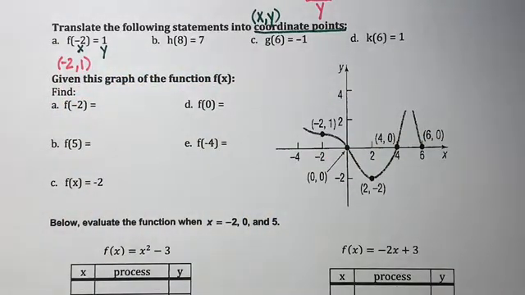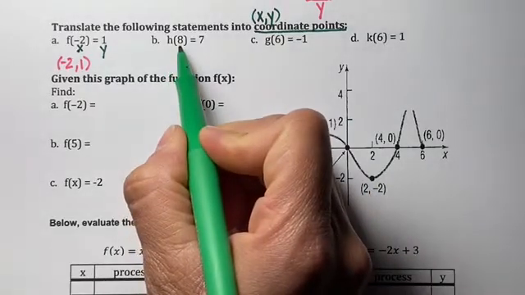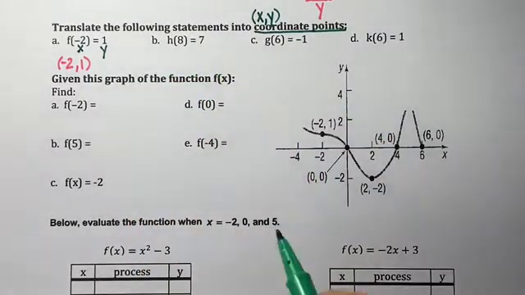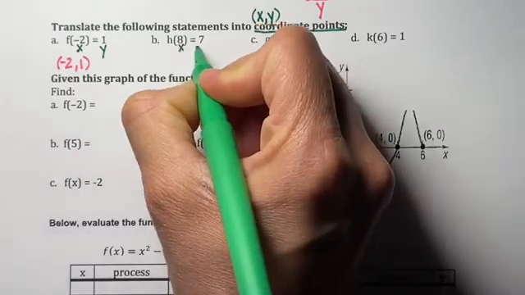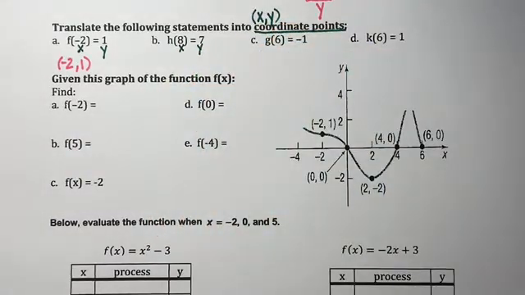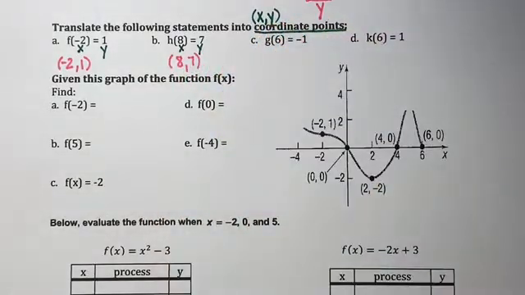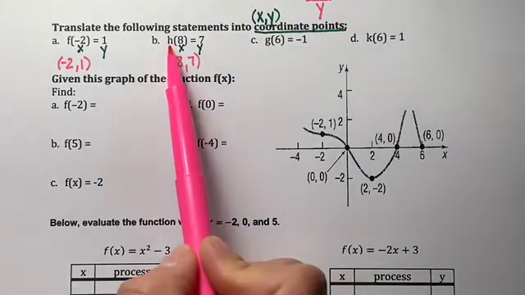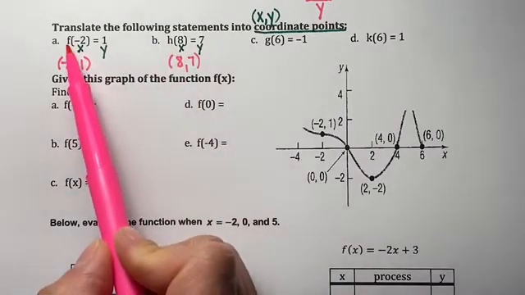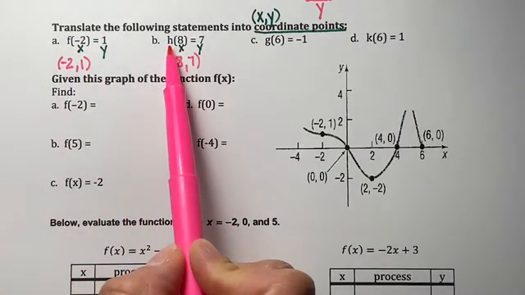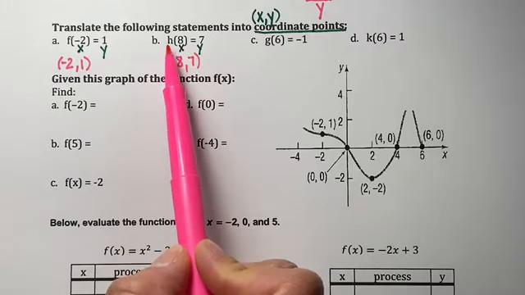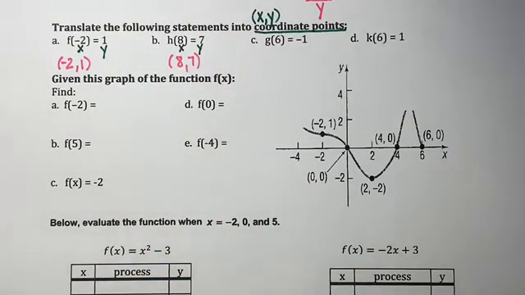Letter B, we have h of 8 equals 7. So again, 8 is our x, 7 is our y. If we want to write this as a coordinate point, 8 comma 7. And you have to understand that in function notation, that variable is going to change. It won't always be f. It can be c, d, depending on the word problem, depending on the description, that variable is going to change, but it's still function notation. It does not have to be an f.